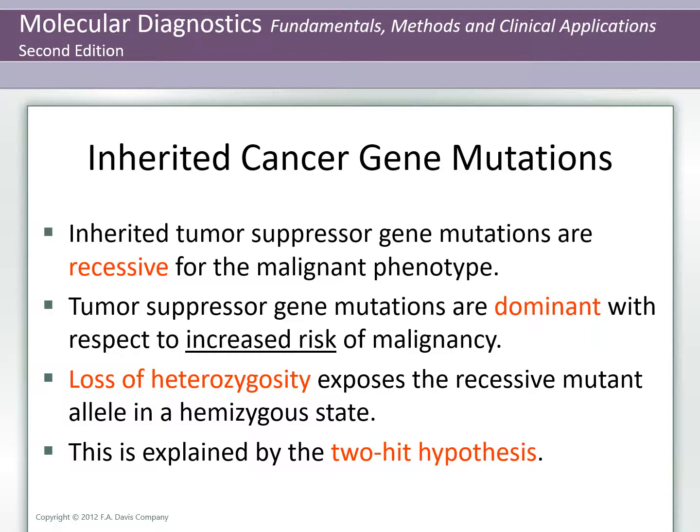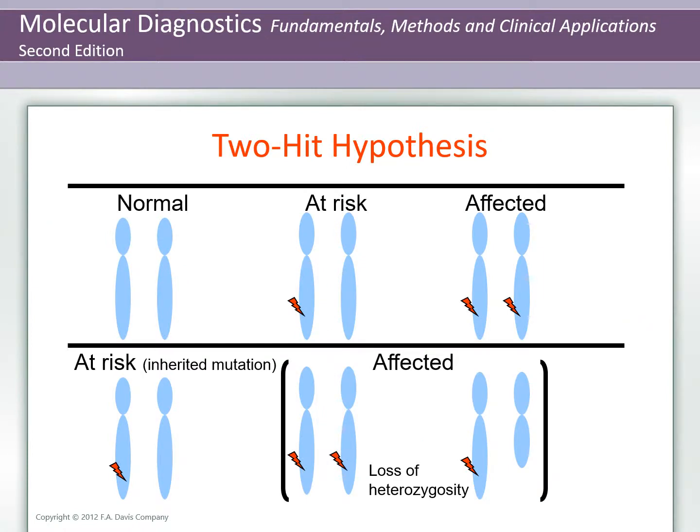Inherited tumor suppressor gene mutations are recessive for the malignant phenotype, but the tumor suppressor gene mutations are dominant with respect to increased risk of malignancy in an individual. Loss of heterozygosity and increased risk of malignancy can be explained by the two-hit hypothesis. Most genes require two mutations to cause a phenotypic change. In the top example, you have a normal individual with no mutations, an at-risk individual with a mutation located on one area of the chromosome, and then an affected individual with mutations on both genes.